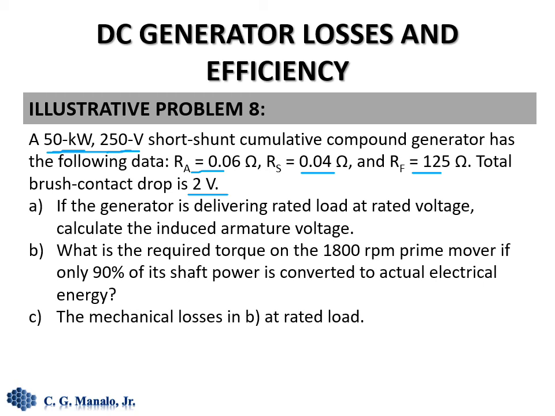So the question is, if the generator is delivering rated load, meaning the load has an amount of wattage equal to the rated power of the generator, calculate the induced armature voltage, or E sub A. What is the required torque on the prime mover if 90% of the shaft power is converted to actual electrical energy, and the mechanical losses in the prime mover at rated load?